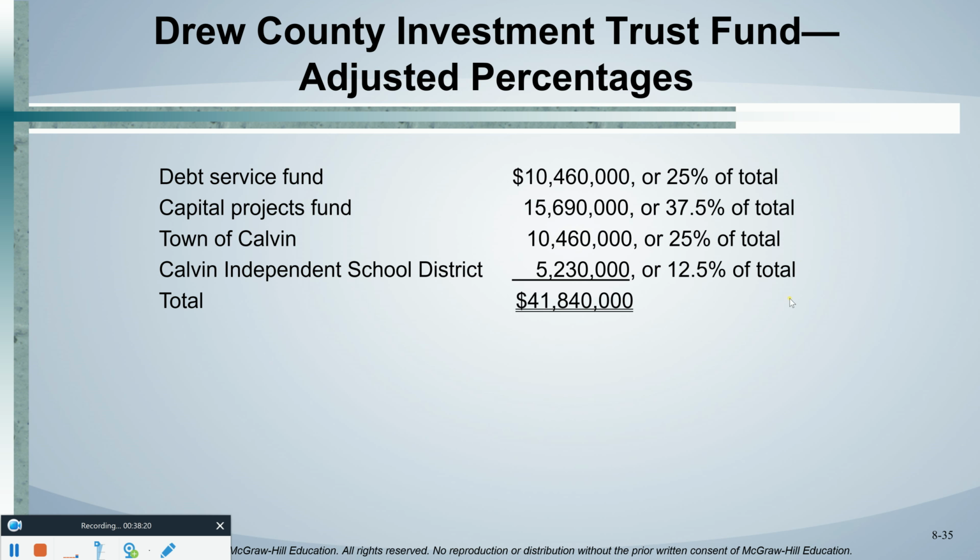All right, so after the withdrawal, like I said, we need to stop and recalculate the ownership percentages. And here they are. So the debt service fund, which used to own 33% of the pool, now owns 25% of the pool. The capital projects fund, which used to own 33% of the pool, now owns 37.5% of the pool, and so on and so forth.